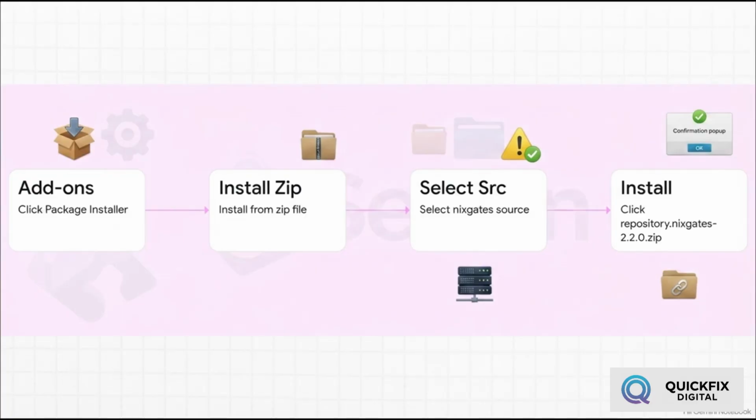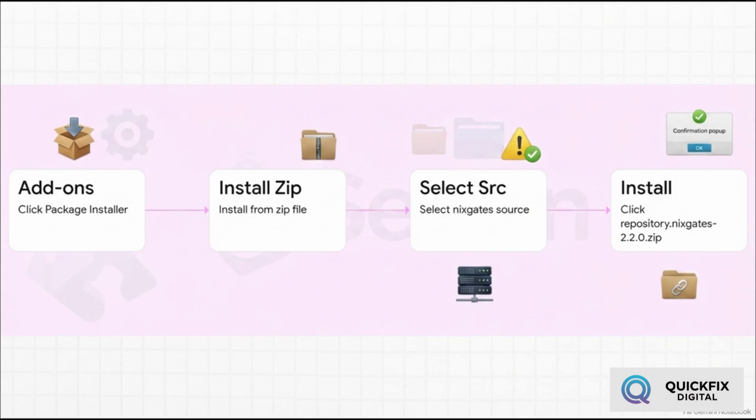Let's see how this builds out your add-on library. Head back to your main menu. Select Add-ons, and click the Package Installer icon. It kind of looks like a little open box up at the top left. Choose Install from Zip File. You're going to get a warning pop-up. No worries, just click Yes.